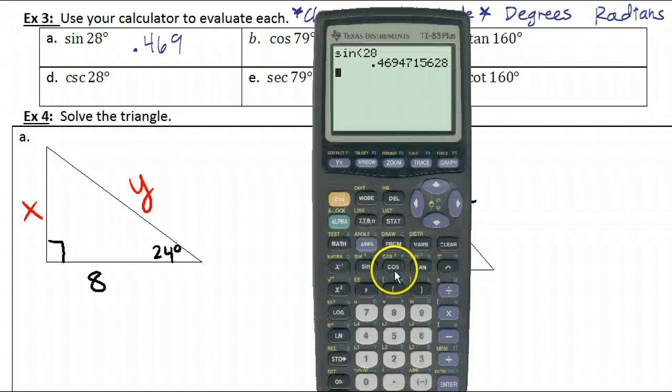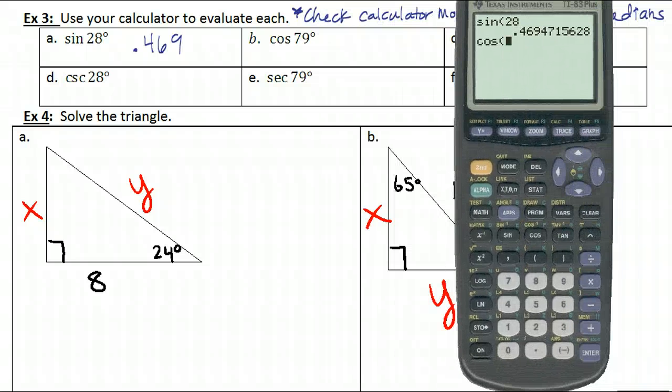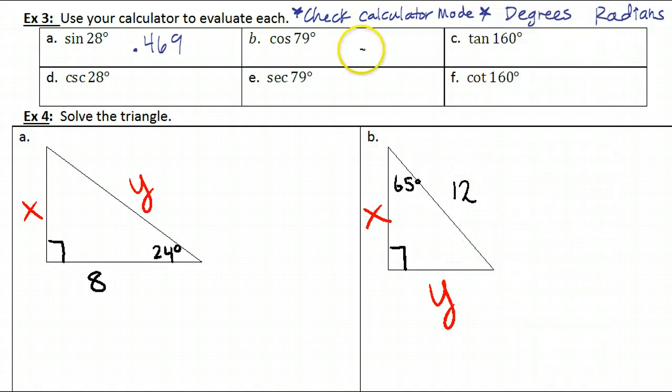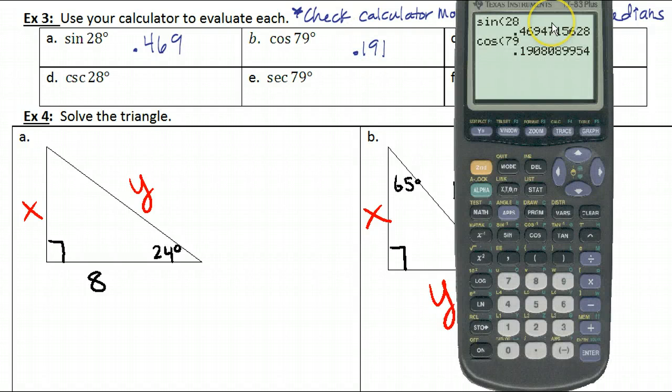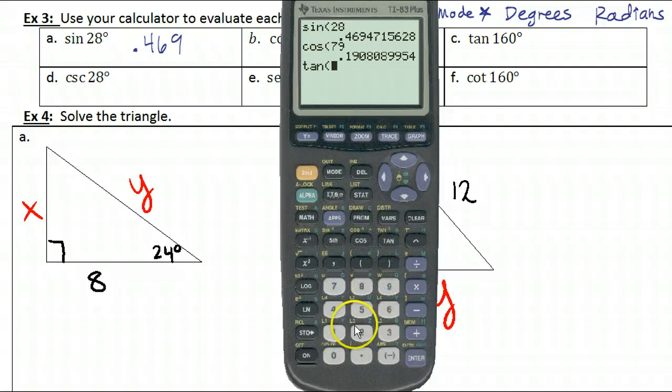And again, these are the ones where it's just cosine and tangent. These are easy. Just type it up. There I go. 0.191 if I round that. Notice that you do need to round correctly to get full credit, so be careful with your rounding. And last but not least, tangent of 160 for the easy ones, and I get negative 0.364.